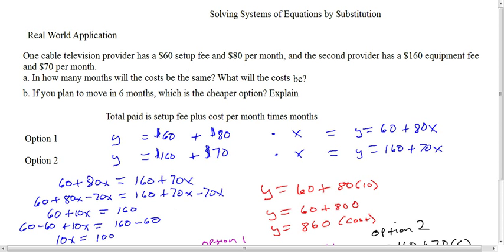That takes care of substitution. I will see you next time with another step called elimination.